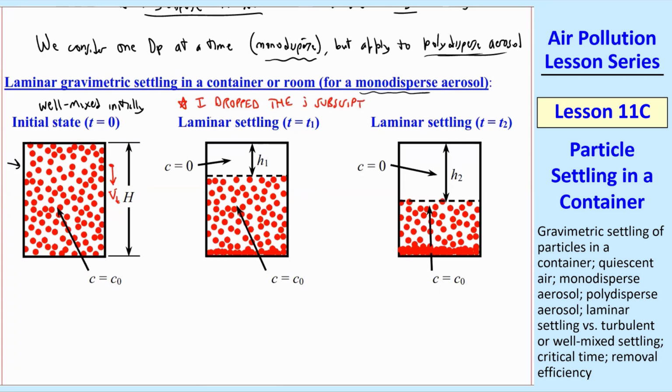Note that I dropped the j subscript, so instead of cj, we're just going to call that c from now on, since we're always dealing with just one substance. Or we can deal with multiple substances, but we only treat one at a time. So what happens in this case?